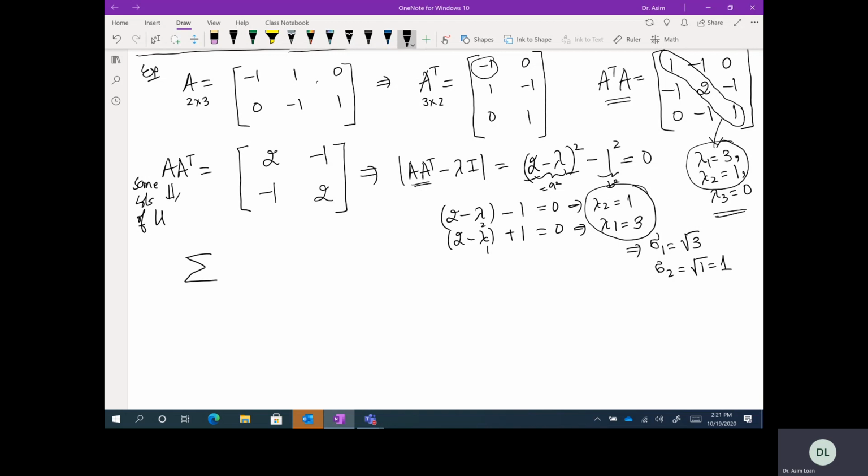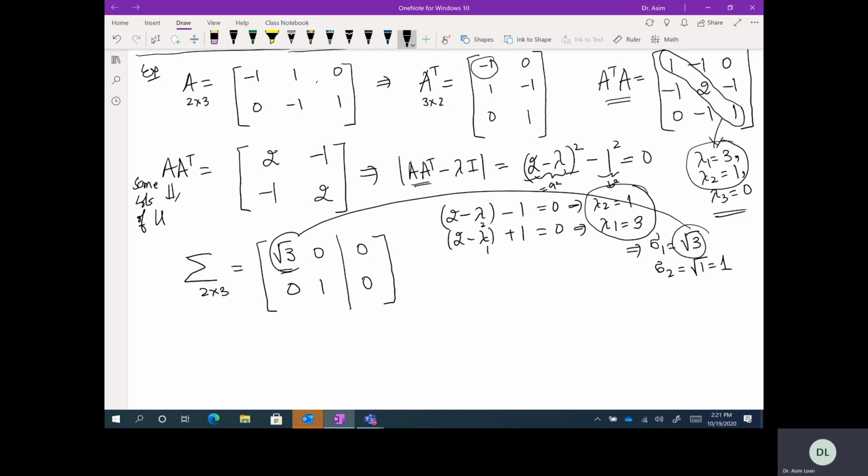So my sigma is actually 2 by 3. Sigma is 2 by 3. And what is this sigma 2 by 3? I have under root 3 here. I have 1 here. This is 2. And then I have 3. So this is 2 by 3. So I have 0 here. I have 0 here. This is my sigma, right? So these are the singular values. So sigma 1 over here, and this one over here.